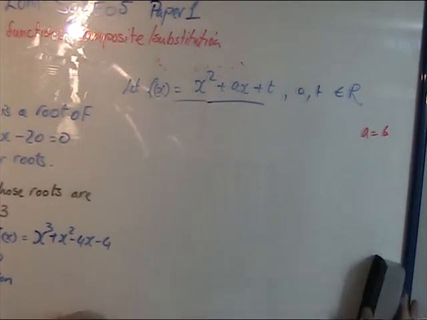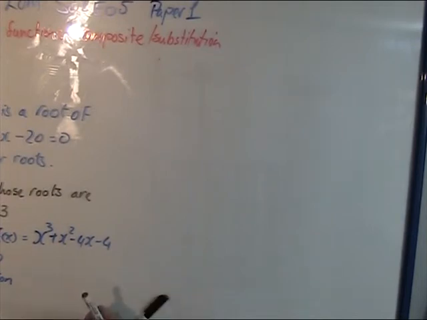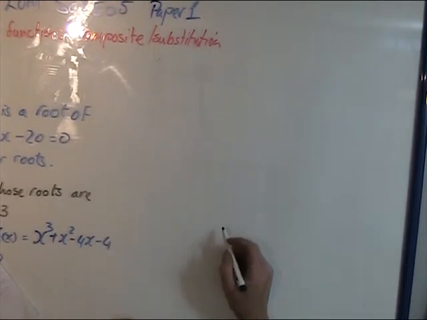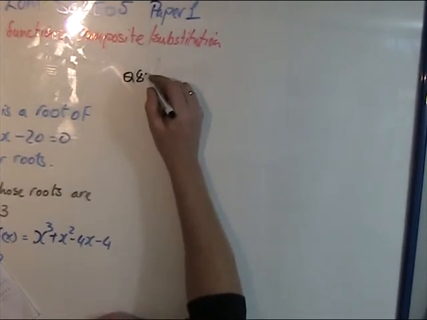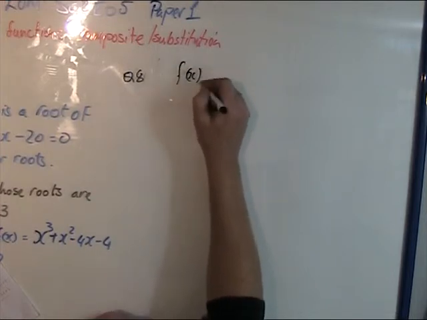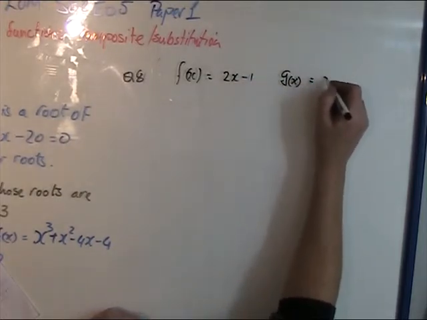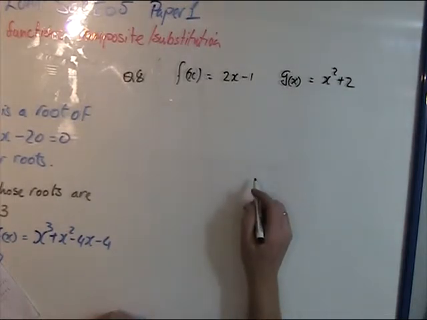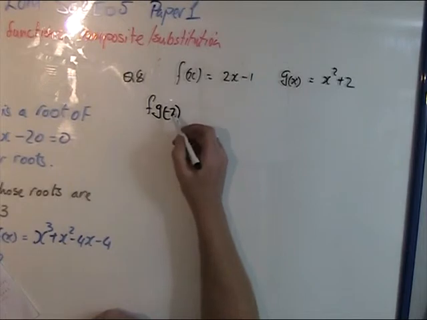Now I'm going to show you the composite functions. Composite functions are, you know, the whole thing is to really follow your signs and make sure that you're not doing anything out of the ordinary. Now this is question 8. f of x is equal to 2x minus 1, and g of x is equal to x squared plus 2. Now it says find fg of minus 2.